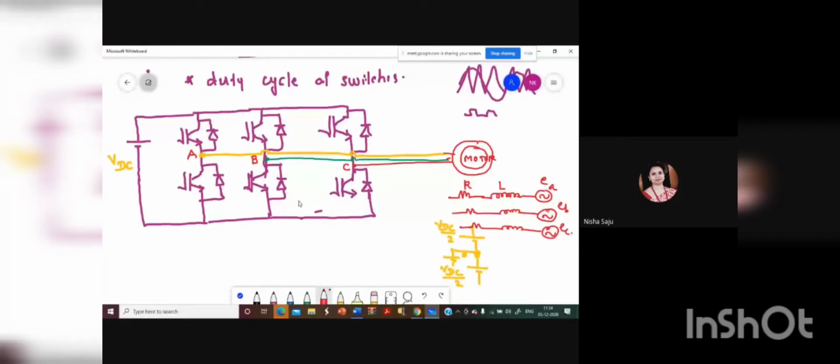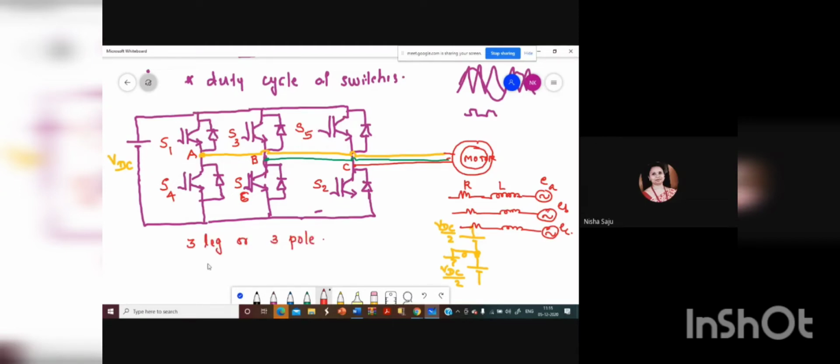So you have a VDC. As you can see, this forms your first leg. This is your second leg, and this is your third leg. So how can we mark this? This is your S1, this is your S3, and this is your S5. Okay, top switches. And then this one is S4, then you have S6, then you have S2. Okay. So you have three legs, or we can call them three poles. Either you can say three legs, or you can say three poles.